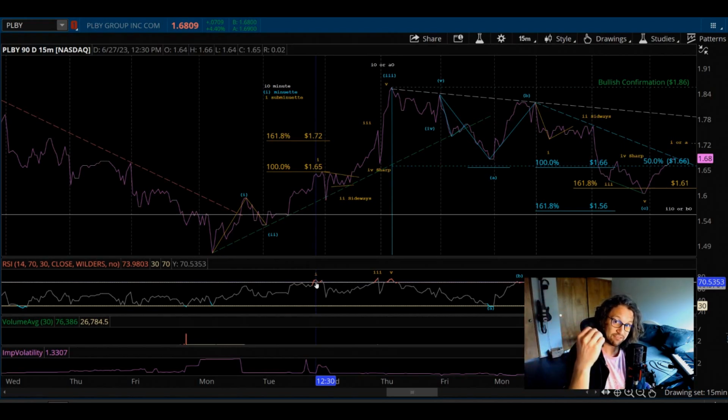Waves 1, 3, and 5 commonly hit overbought, very commonly. Something else you're going to notice too is that it's between waves 3 and 5 that we get that bearish or bullish divergence.